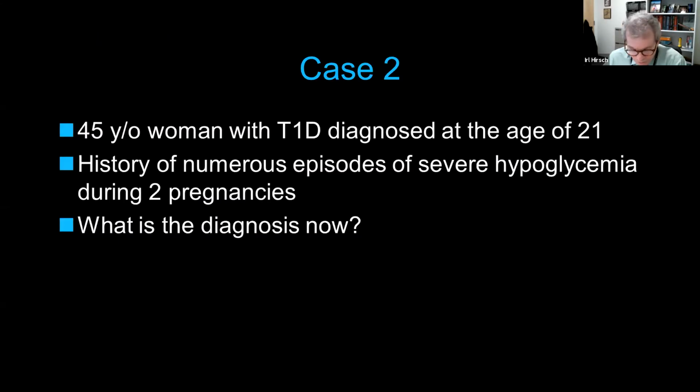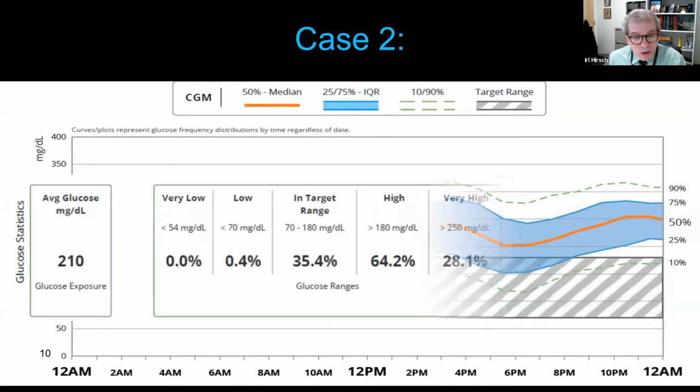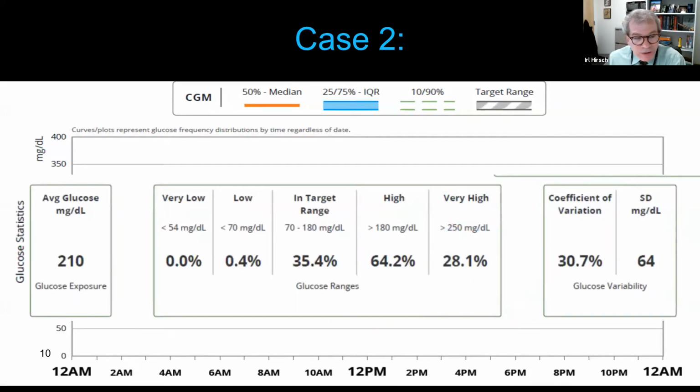This is a 45-year-old woman with type 1 diabetes diagnosed at the age of 21. She had quite a bit of hypoglycemia during her 2 pregnancies. And the question is, what is her diagnosis? You can see her AGP. You can see that her average is quite high at 210. You can see that her time in target is 35%.